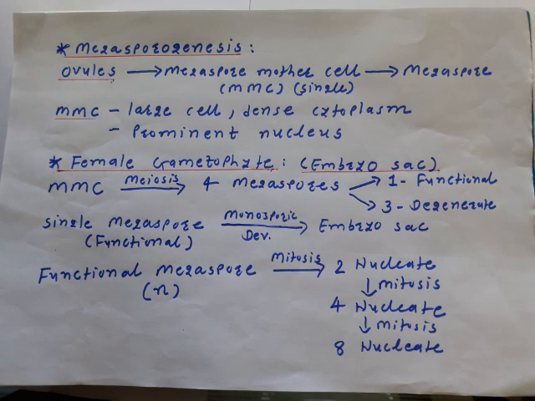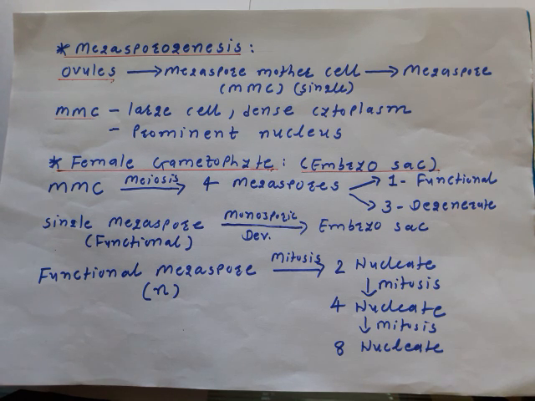Now which type of cell division takes place within this functional megaspore? As you know, this functional megaspore is now haploid, N in nature. So further cell division is compulsorily mitosis type of cell division. Through cell division, it remains N in nature and the number of cells increases.